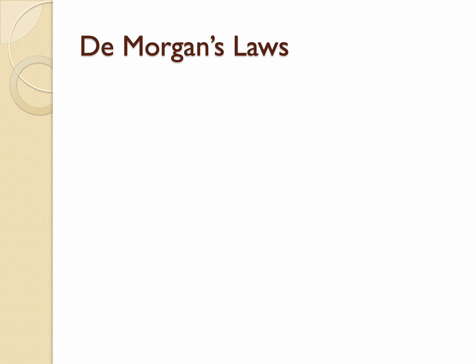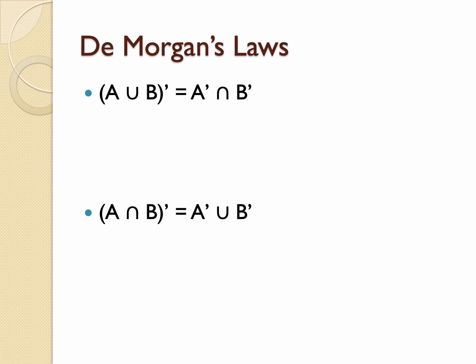So there are two DeMorgan's laws. The first is what we just proved. And the second is (A intersection B) whole complement equals A complement union B complement. I'm going to leave that as a personal exercise. You can draw the Venn diagrams for yourself.